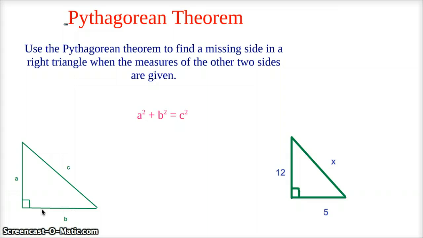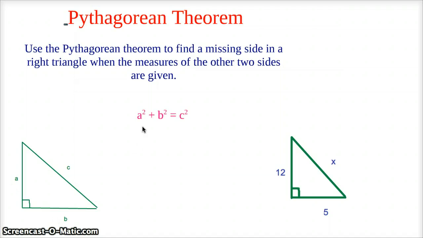So in a right triangle, of course, you have to have a right angle, which we label with our little box right here. And across from the right angle, you'll always find the longest side of the triangle. That side is called your hypotenuse, and we're going to call that side C. The other two sides that form the right angle are what are called the legs. The legs we're going to label as A and B.